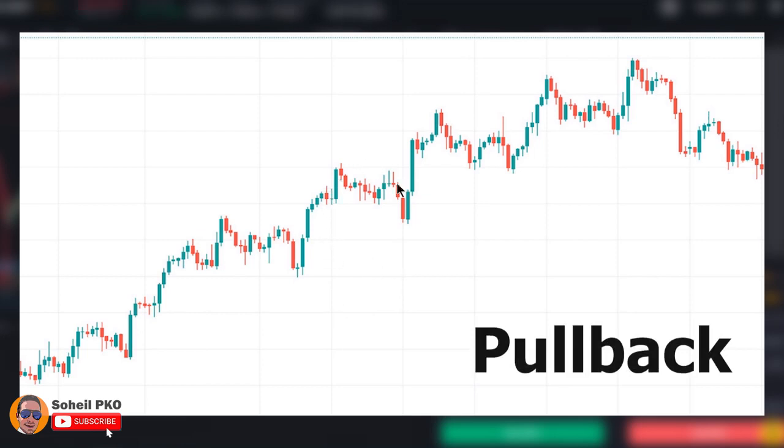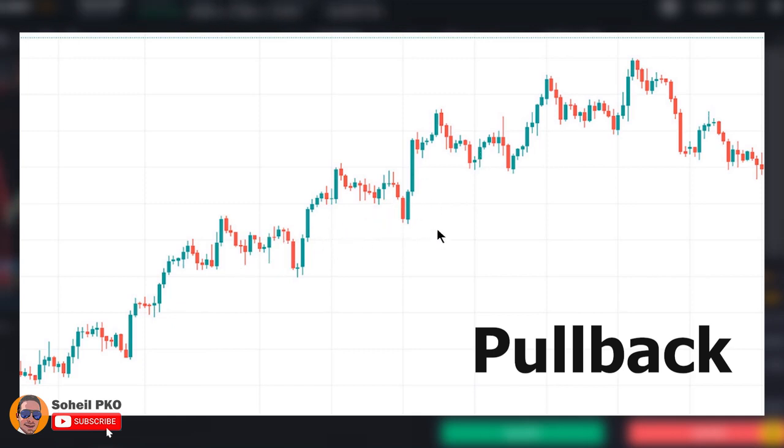A pullback is a temporary pause or drop in the price. For example, in an uptrend, after reaching a top, a pullback happens before continuation of the uptrend and reaching a higher top. Having price waves like this is the natural characteristic of all financial markets, whether the market is trending or not trending, and you'll never see the price moving like a straight line.